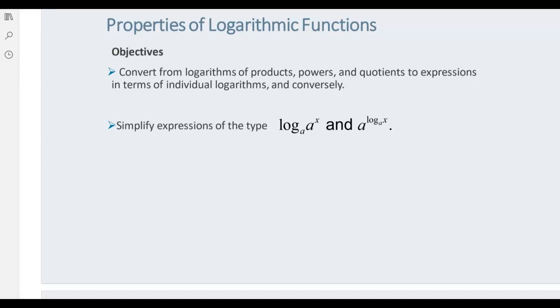The applications problems we'll be seeing going forward use logs to solve an exponential equation and exponentials to solve a logarithm equation. So we kind of go back and forth between the two.